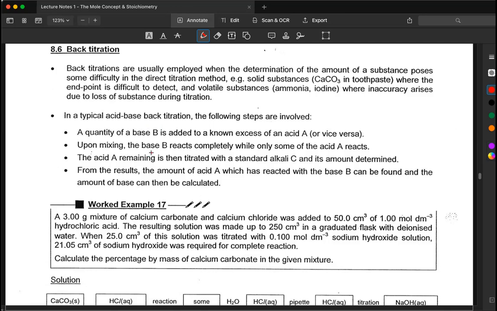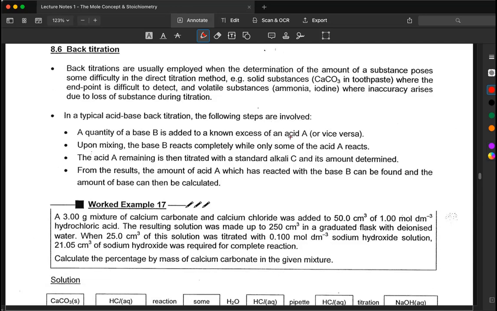Upon mixing, the base reacts completely, but because we are using excess acid, some acid will remain. The remaining acid will then be titrated with another alkaline, which has its standard concentration known. From there, you will determine how much acid reacted with alkaline, because you already measured the quantity of A at the start, the volume as well as the concentration.